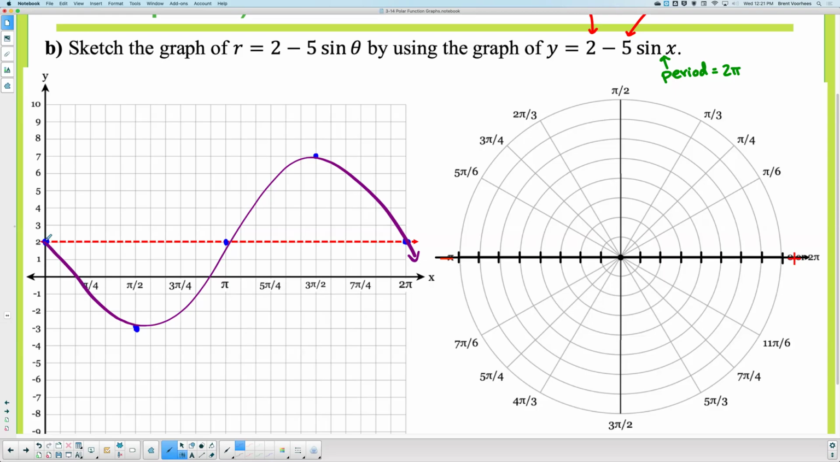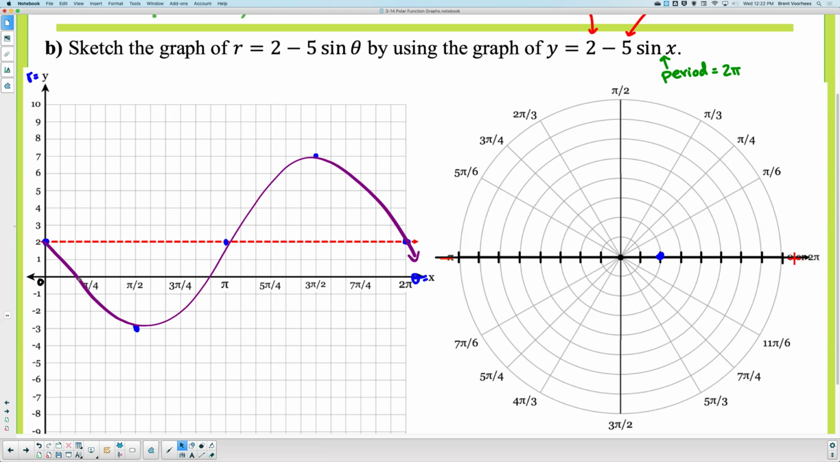Let's start. When we start graphing at 0, remember the r is equal to the y value. R has been replaced by y. The theta is being replaced by the x. So this is going to be our theta. When we start here at 0, with the angle of 0, our r value is 2. So place a dot at 2 right there. Now, what's happening to our graph over here? Is it increasing or decreasing? Decreasing, which means we're going to get closer and closer to the pole.